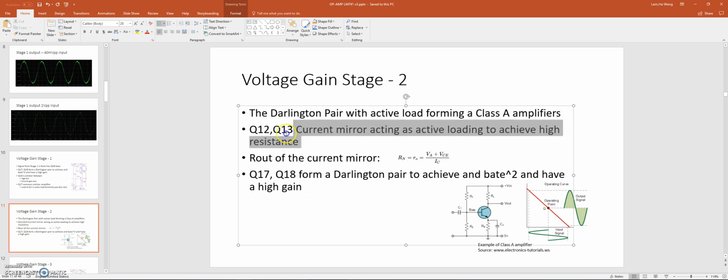So the benefit of having the active load is we have a very high resistance, and we can still deliver the current without dissipating too much power.